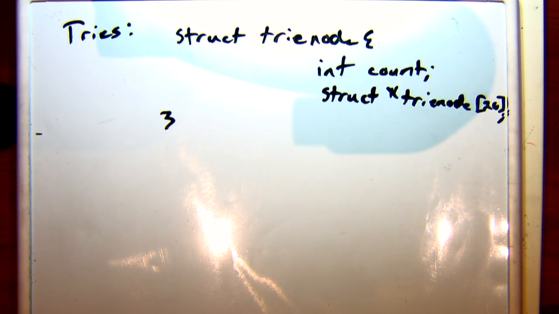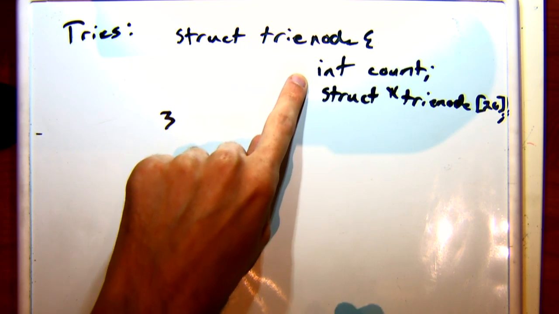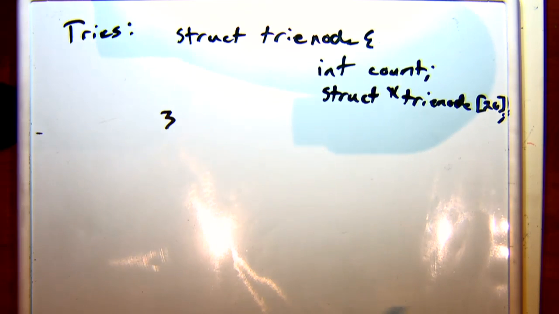So as opposed to binary search trees and heaps and stuff like that, where the data is stored within the struct, in this one the data is stored within the path that you take with the struct. So the actual data in here doesn't tell you anything about where to go. It just tells you that this word is in here, basically.